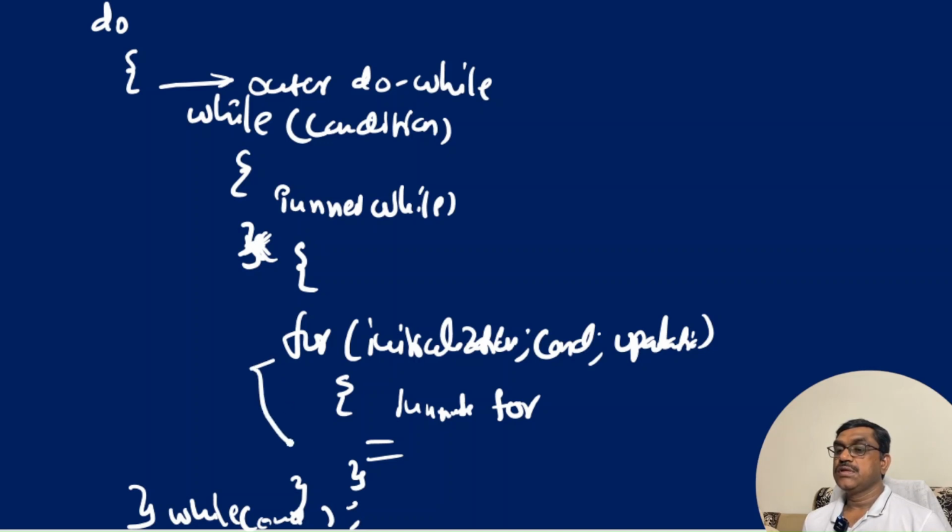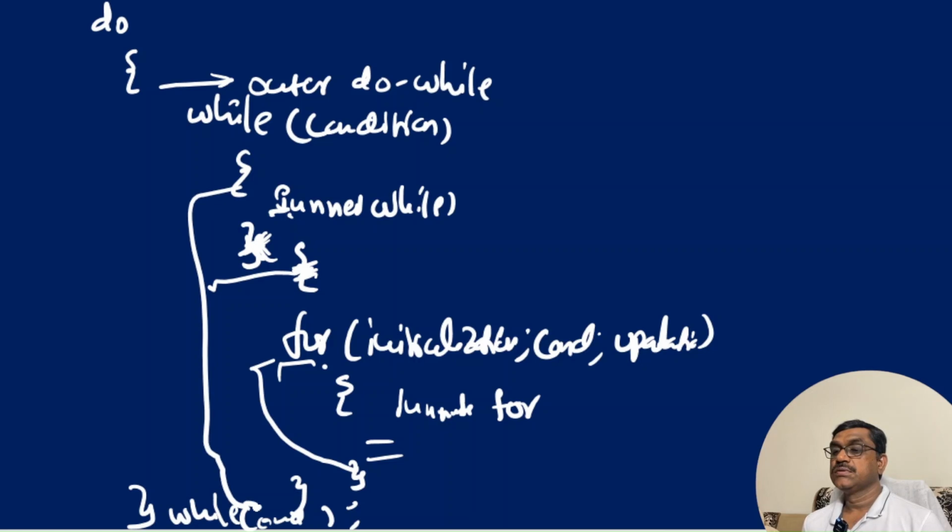So here, this is an inner for within another inner while condition. Or you can write, this is the body of the while. Here, no need to write the opening brace. Directly, we can write for. So this while is one inner while. Within the inner while, we have one for, and this is the outer do while.